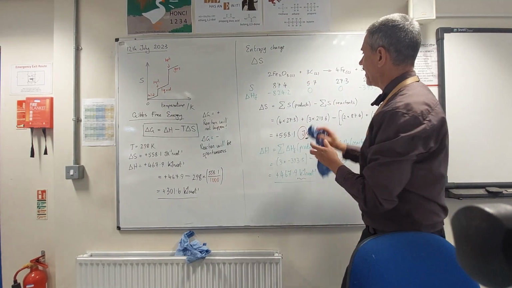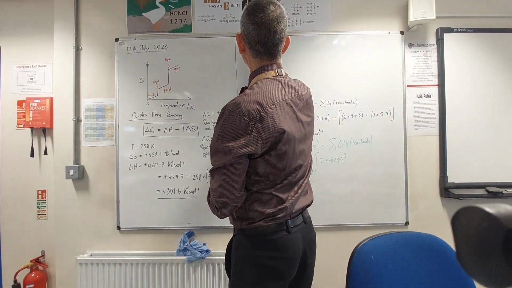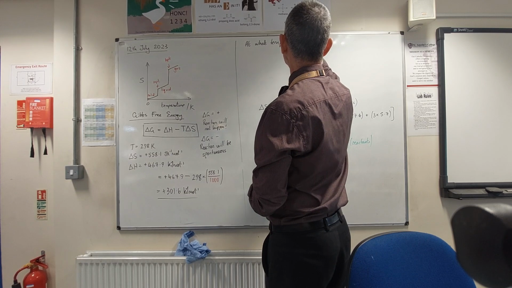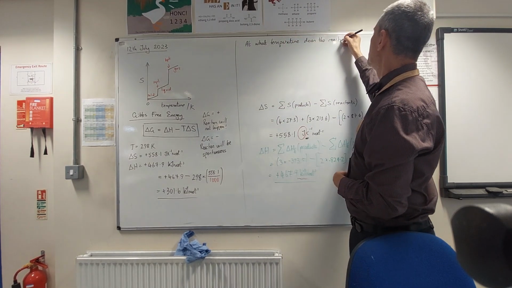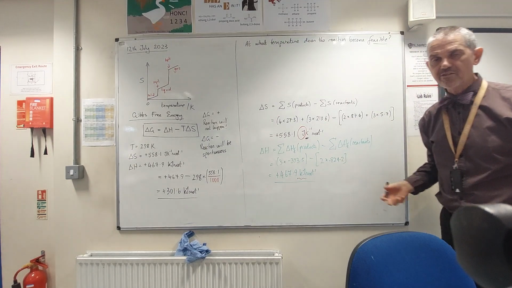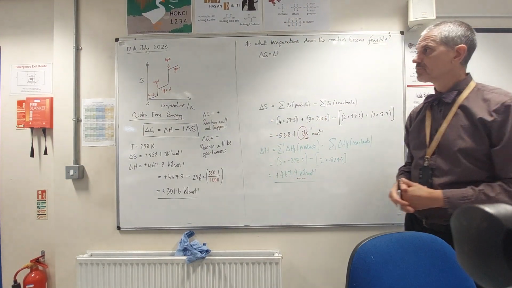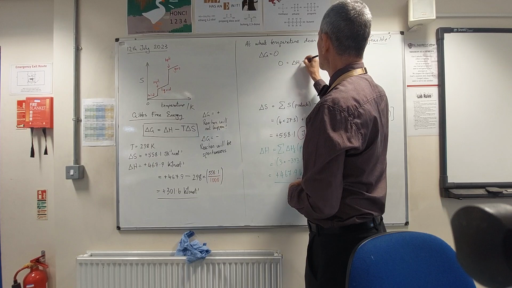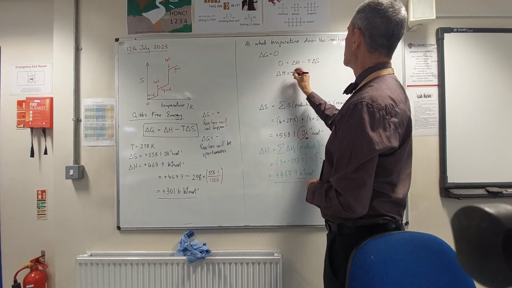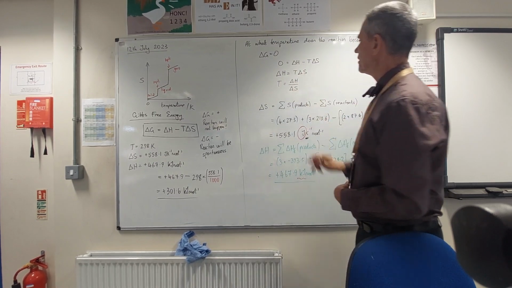So let's do that. Just take away all of that stuff. So if we ask that question, and this is what AQA is going to ask, at what temperature does the reaction become feasible, is the word they're going to use. In other words, in theory, we can do it. Well, we'll just set delta G to 0. So now we've got 0 equals delta H minus T delta S. If I rearrange that, delta H equals T delta S, so therefore the temperature is delta H over delta S.